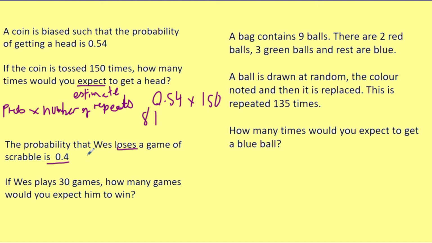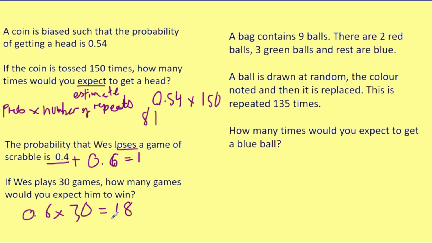So the probability he loses is 0.4. So the probability he's going to win is going to be 1 take away 0.4. So the probability of him winning is 0.6. 0.6 plus 0.4 equals 1. So the probability of him winning a game is 0.6. So therefore, if he plays 30 games, we'll expect him to win 0.6 multiplied by 30, which is 18. We expect him to win 18 out of 30 games.